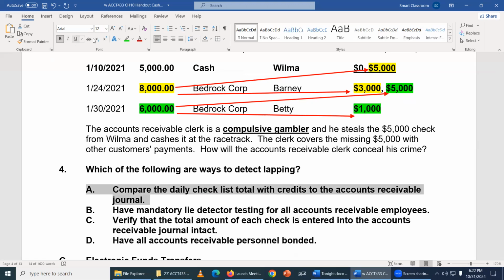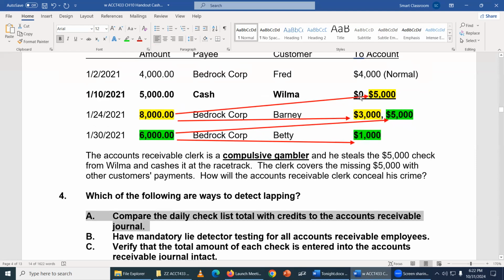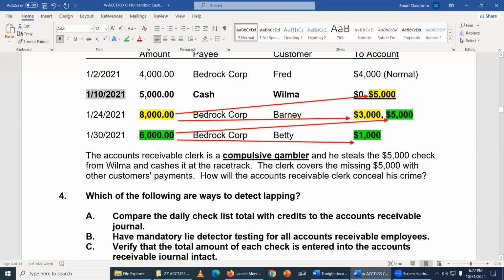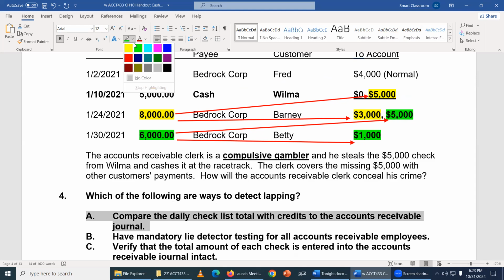Yeah, this would find this $5,000 check that was received. You look around and say, well, it's not in the account. We received it. It's on the checklist, but we don't know where it is. It's not in there. So this one would certainly do that.